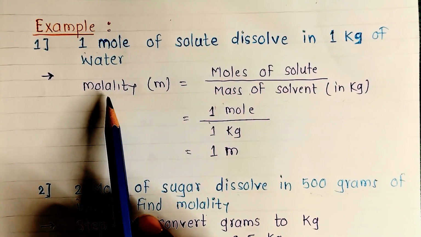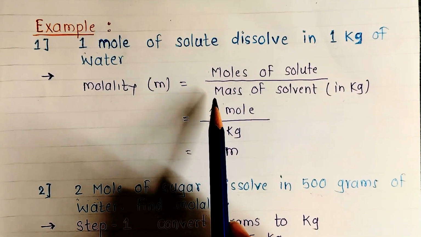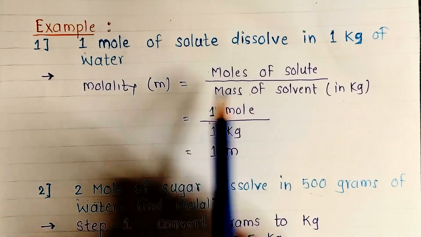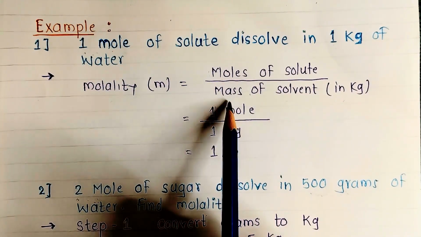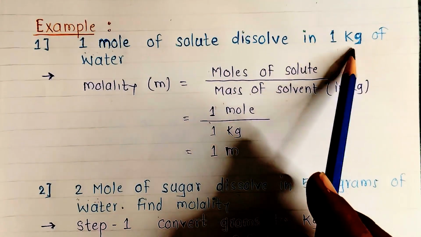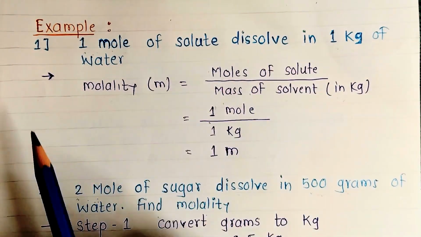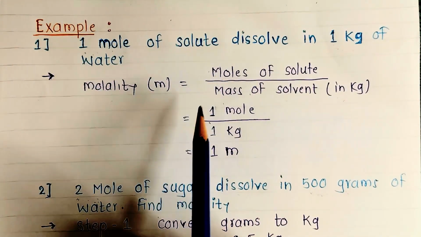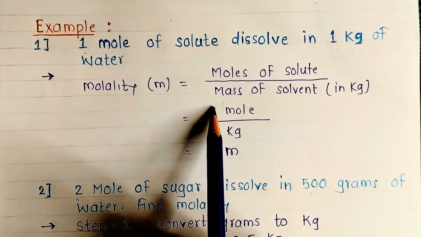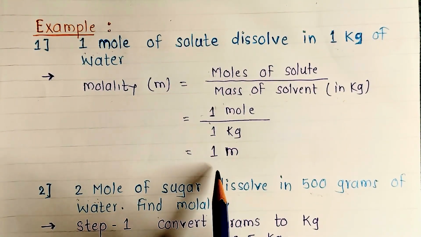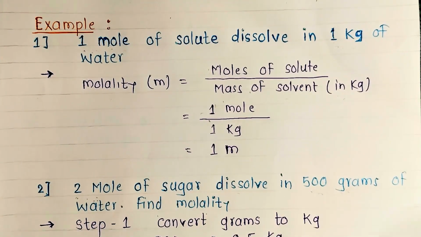As we know, the formula to calculate molality is moles of solute divided by mass of solvent in kilograms. Here moles of solute is given, that is 1 mole, and mass of solvent is 1 kilogram. So 1 by 1, that means 1 molal solution. So this is the molality of that solution.